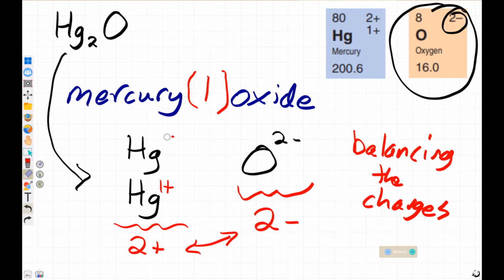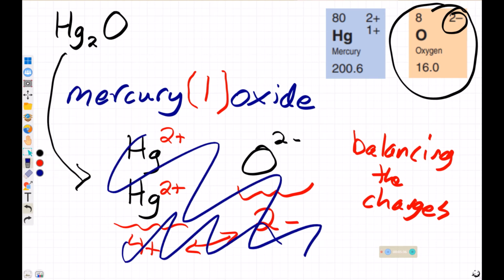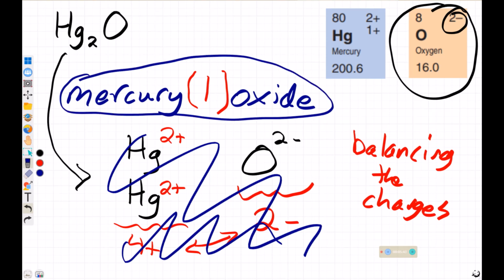Just going back a little bit, if I were to decide to try to do 2 positive on these, then overall the positive charges would be 4 plus. That does not balance out. That will not work. So it has to be mercury 1 oxide for our final answer.